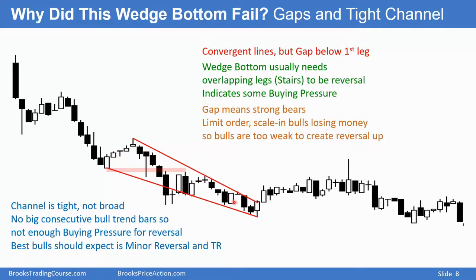The channel is very tight, it's not broad, no consecutive big bull trend bars, not enough buying pressure for a reversal, and therefore a reversal up is probably going to lead to either a bear flag and another leg down, or a trading range. And here it did both, tight trading range and a new low.